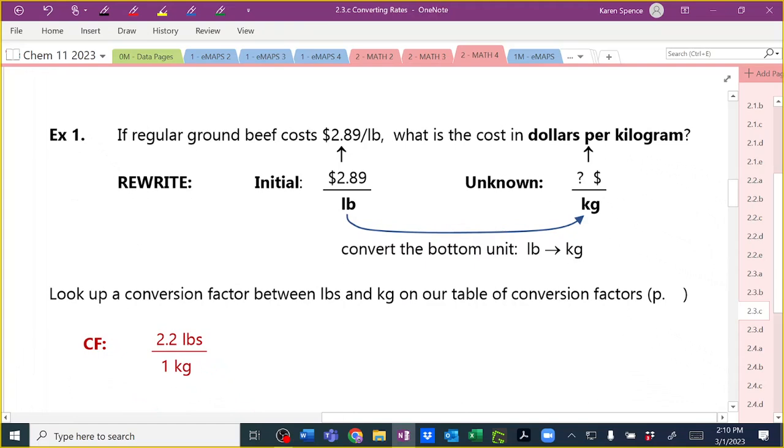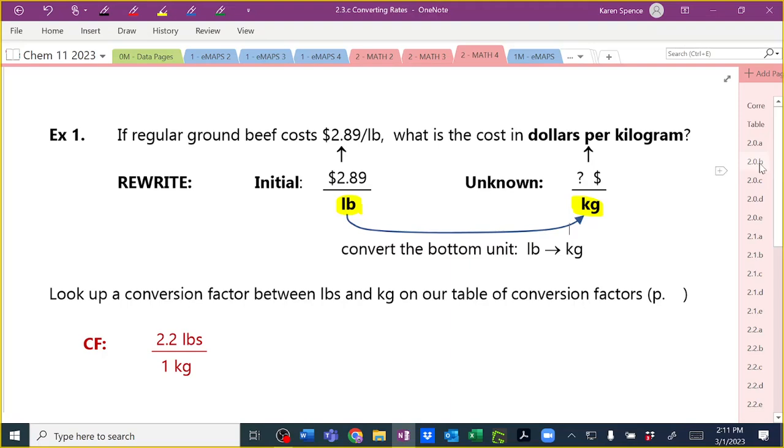If regular ground beef costs $2.89 per pound, what is the cost in dollars per kilogram? So we're going to need to convert the bottom part of this, not the top part. And we need to convert between pounds and kilograms. Does anyone know the conversion factor between pounds and kilograms if it weren't sitting right in front of you? Is that something that you know? Probably not. Where should you look? On your sheet. So let's go to your sheet.